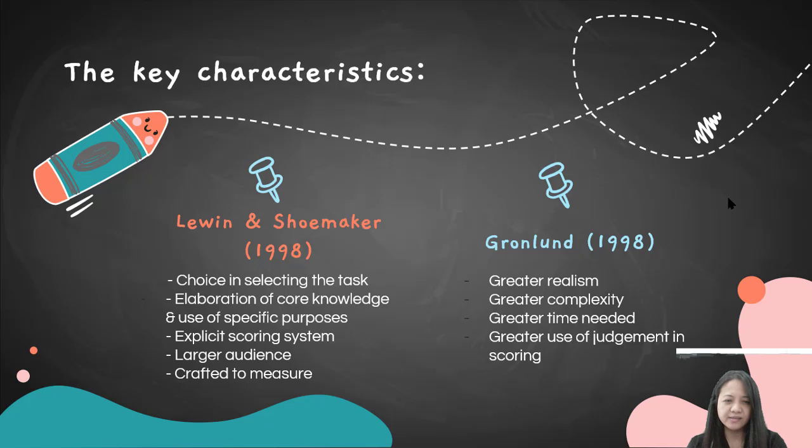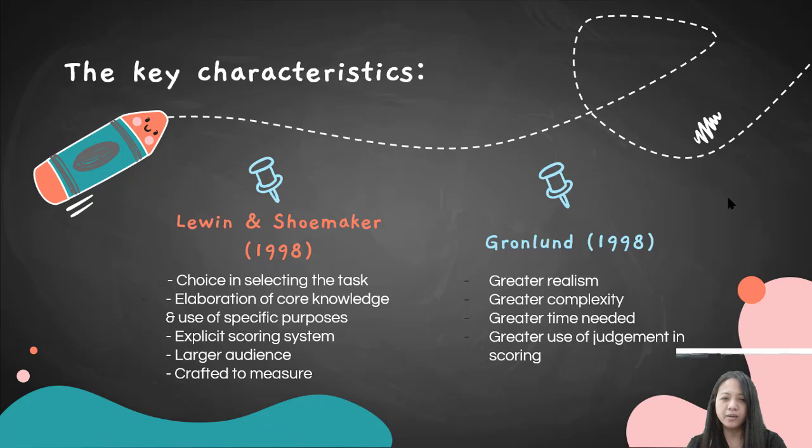And then explicit scoring system. Explicit means that the test takers have to know what needs to be scored, what things to be scored. And then larger audience. And then last one is crafted to measure. So this one is adapted. The task rubrics should be adapted to what needs to be measured.